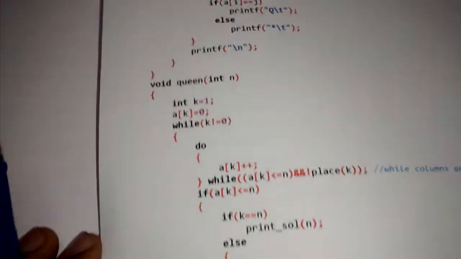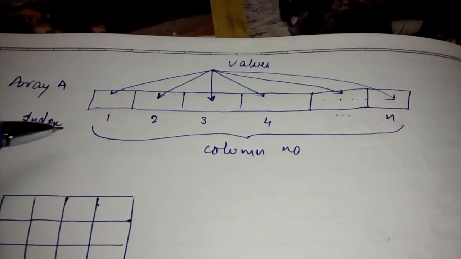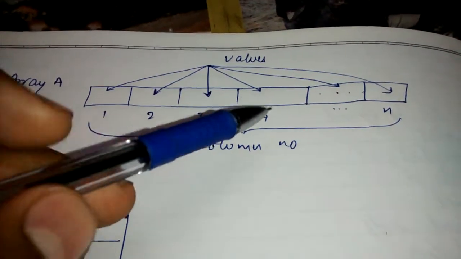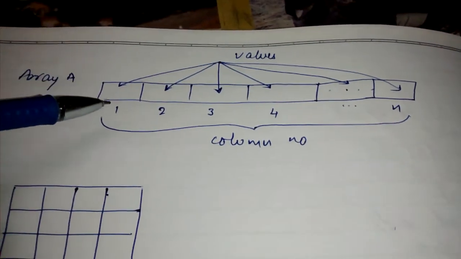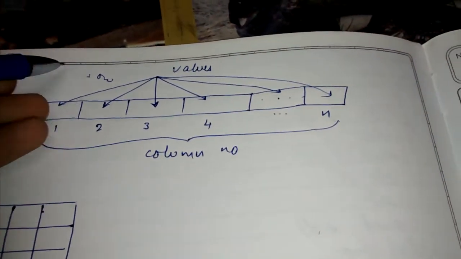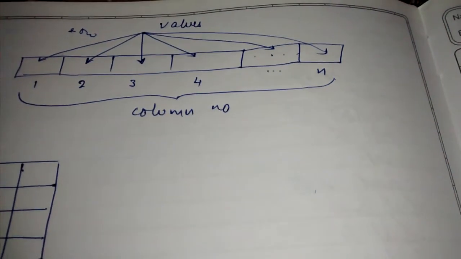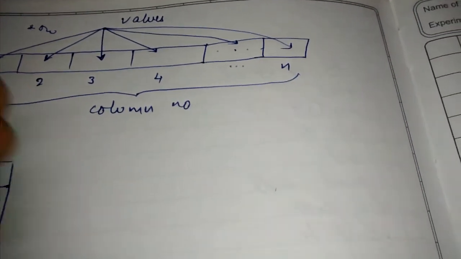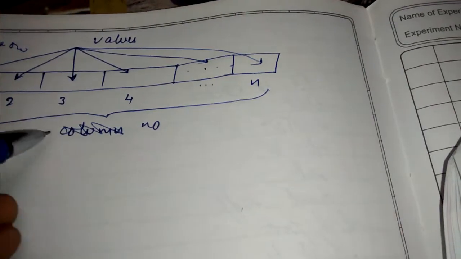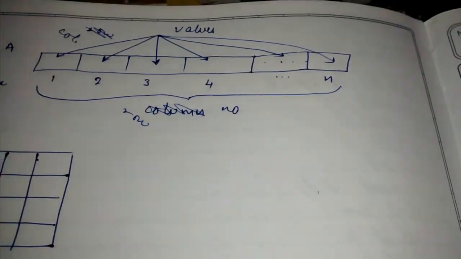Okay, now let me show you how the array A looks like. The array looks like this. Now array A is this one, and these are the index values 1 2 3 4 up to n, and the value inside will be the column value. So these will be the rows, and inside are the column values.